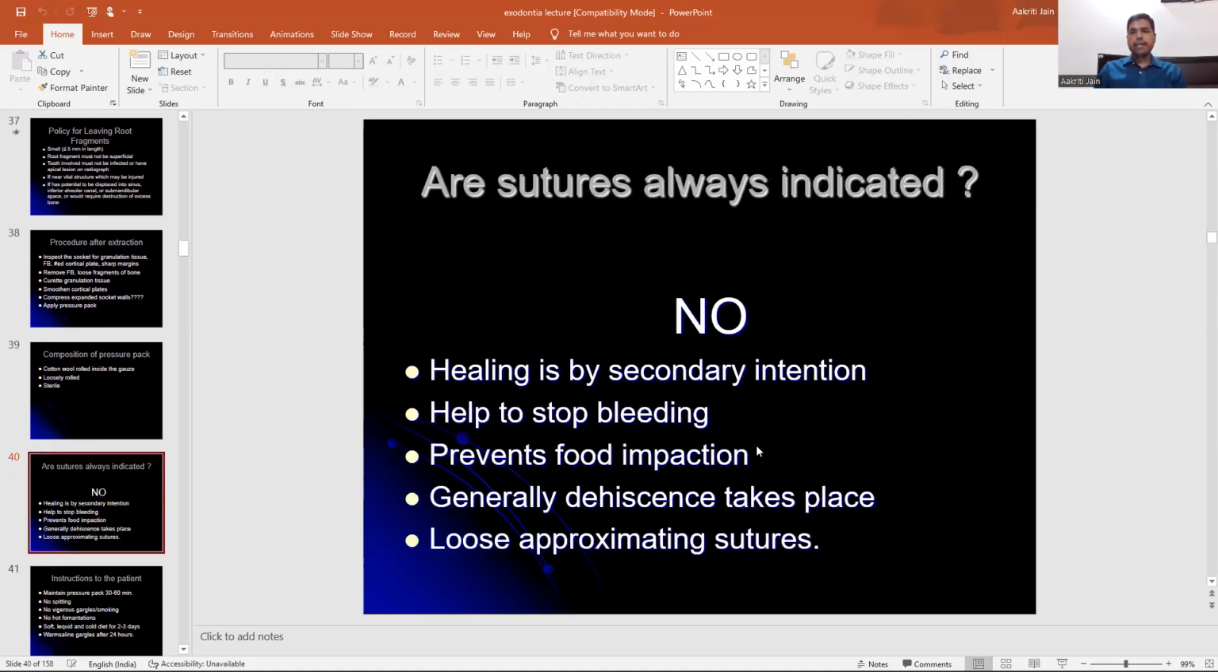Are sutures always indicated? The answer is no. Healing is by secondary intention. Sutures help to stop bleeding and prevent food impaction. If gaping takes place, loose approximating sutures are to be placed.